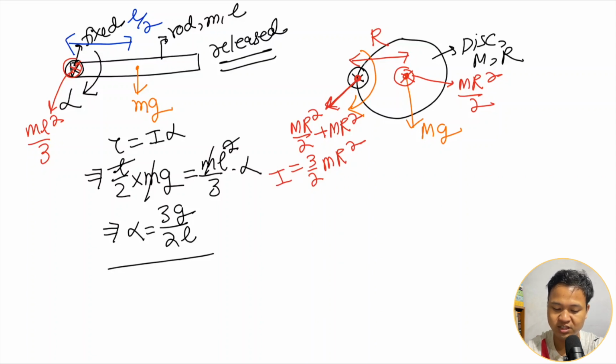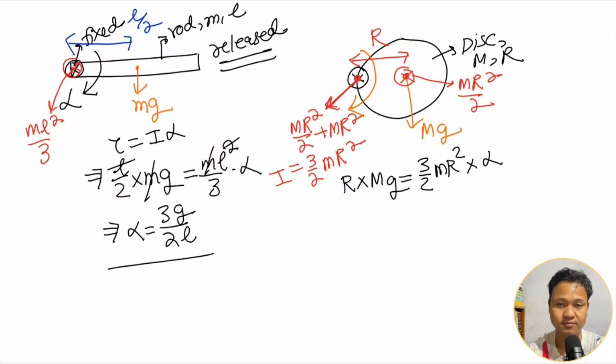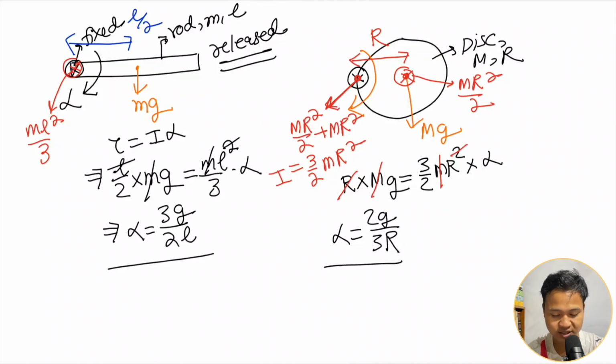So here the moment of inertia about the axis of rotation is 3 by 2 mr square. Then we apply torque equals I alpha. Torque is R into F, where F is mg. So this would be equal to I, which is 3 by 2 into mr square into alpha. Okay, what is alpha? Solve. r gets cancelled out. So alpha is equal to 2g by 3r. Okay, so that is the angular acceleration.